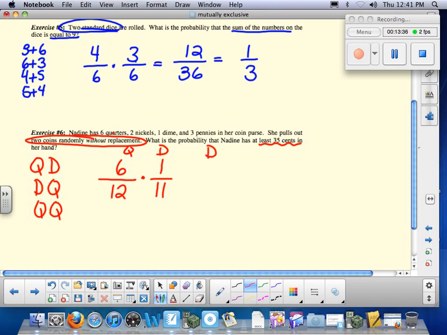What's it going to look like if I do dime then quarter? 12 times 6 out of 11. Okay. What's it going to look like if I do quarter quarter? 6 out of 12, 6 out of 11, 5 out of 11. Who has questions on those numbers?